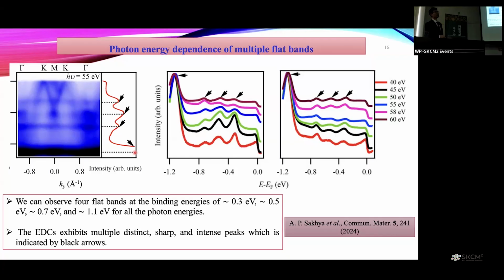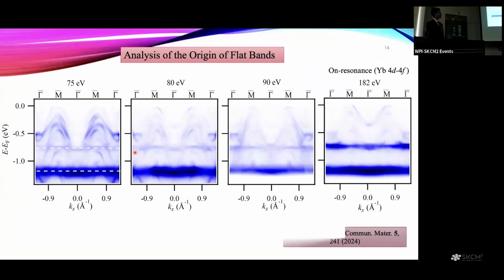This is the data for the K gamma K direction. What we did is we aligned the sample along K gamma K and did similar measurements, integrated it, normalized it and plotted them on top of each other. In this case also you see these two flat bands dispersing, whereas the two at higher binding energies do not disperse much. So we wanted to understand these in more detail.